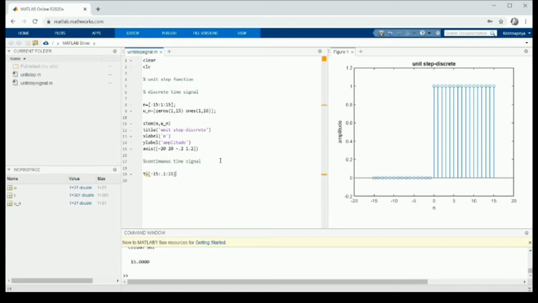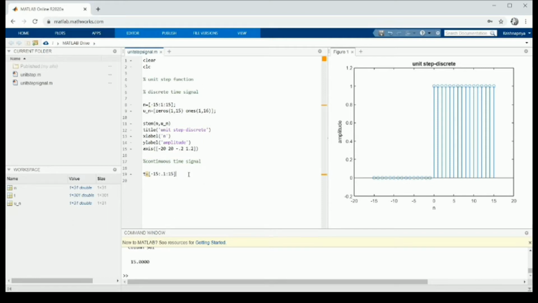So how many instances do we have? We can find it from the workspace. The variable t has dimension 1 by 301, that is it has 301 time instances, of which 150 will be 0 and 151 will be 1. That is from minus 15 to minus 0.1 will be zeros, and from 0 to 15 it will be 1.